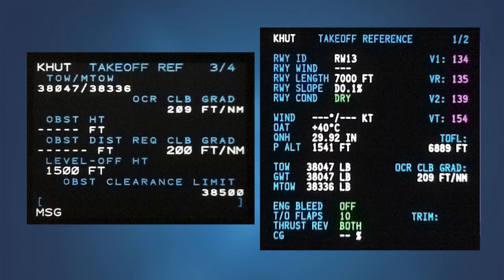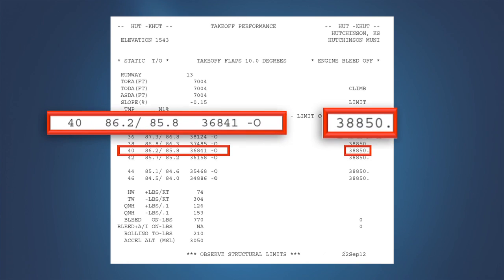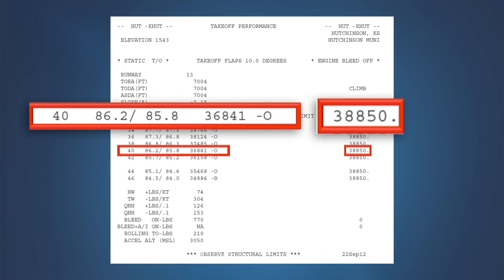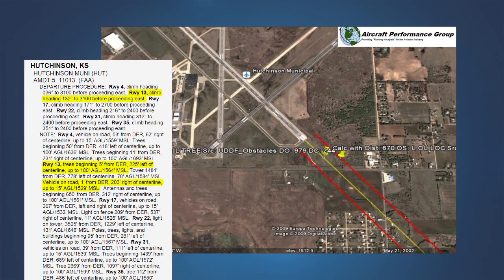38,047 pounds is slightly below the takeoff weight limit. The results returned by the FMS appear to show that we are within approved limits for takeoff on Hutchinson's runway 13. A check of an airport analysis for this runway at 40 degrees Celsius reveals a shocking surprise. The takeoff weight is obstacle limited on this runway to 36,841 pounds, almost 1,500 pounds less than the weight shown by the FMS computation. The answer to this question is found on the obstacle departure procedure for runway 13.